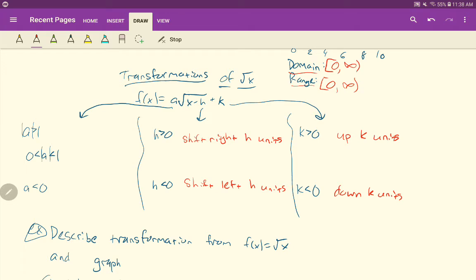And then the a, what's that do? Same thing it's always done, vertical stretch or shrink. So if a is bigger than 1, it's going to be a stretch. If a is between 0 and 1, like 1/2 or 1/3 or 3/4, that's going to be a shrink. These are all vertical stretch, vertical shrink. And if a is less than 0, remember what that does? Reflect over the x-axis.